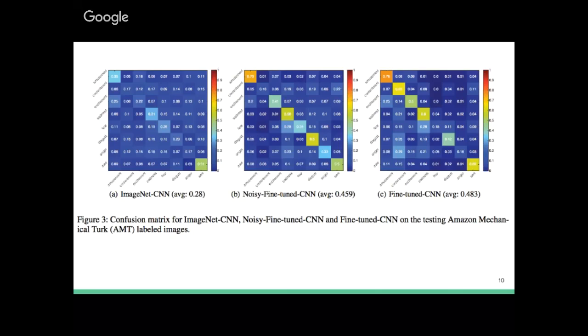These are also the results shown with 3 confusion matrices, the one with the ImageNet, the noisy fine-tuned CNN, and the fine-tuned CNN. I don't know if you can see the numbers, but these are the average recognition of each. The fine-tuned one is the one that achieved higher recognition.